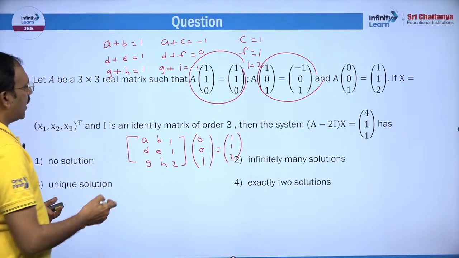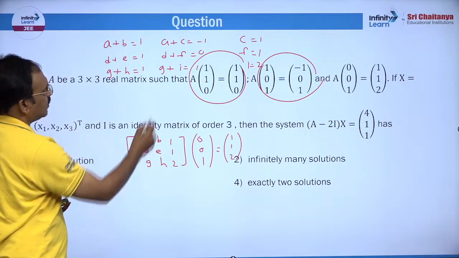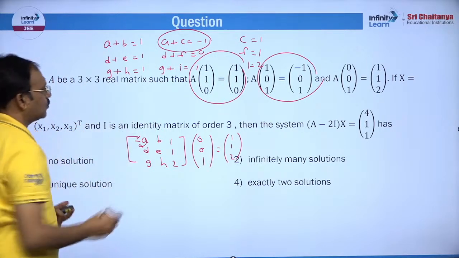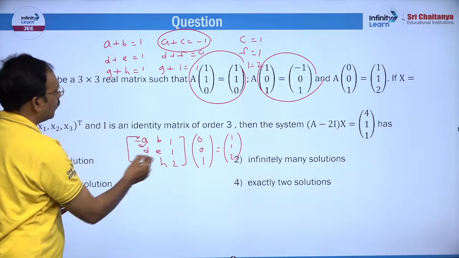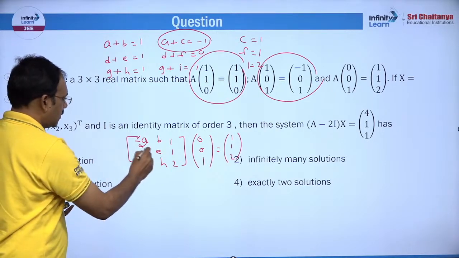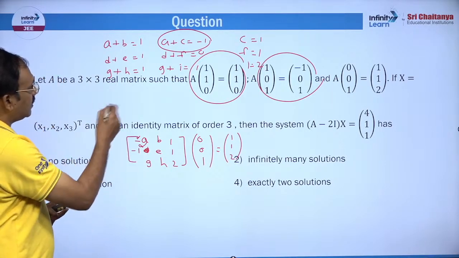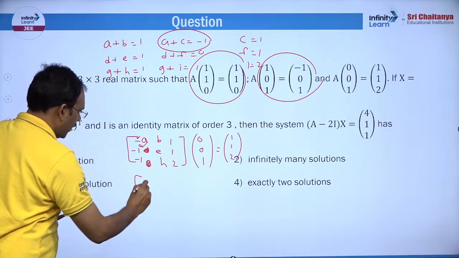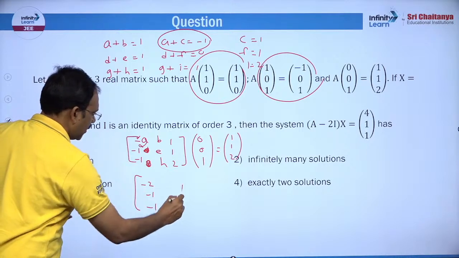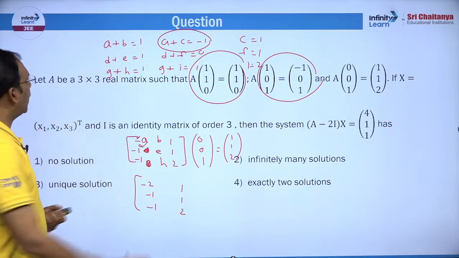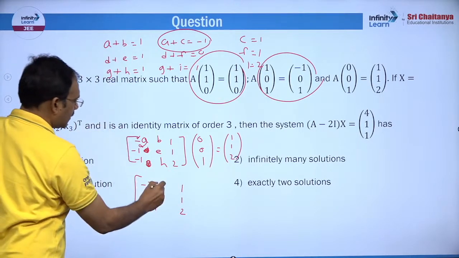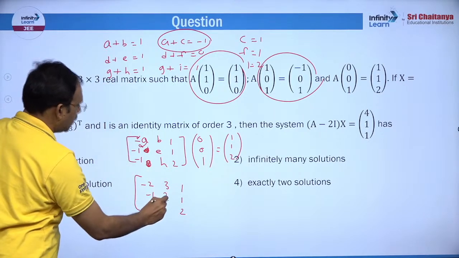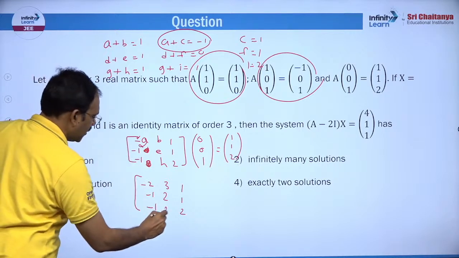Now, you know that A plus C is minus 1, and since C is 1, A is minus 2. D plus F is 0, that means D is minus 1. G plus I is 1, and I is already 2, so G is minus 1. So, you can find minus 2, minus 1, minus 1 here, and 1 1 2 here. Then next, friends, A plus B is 1, so B is 3. D plus E is 1, so E is 2. G plus H is 1, so H is 2.